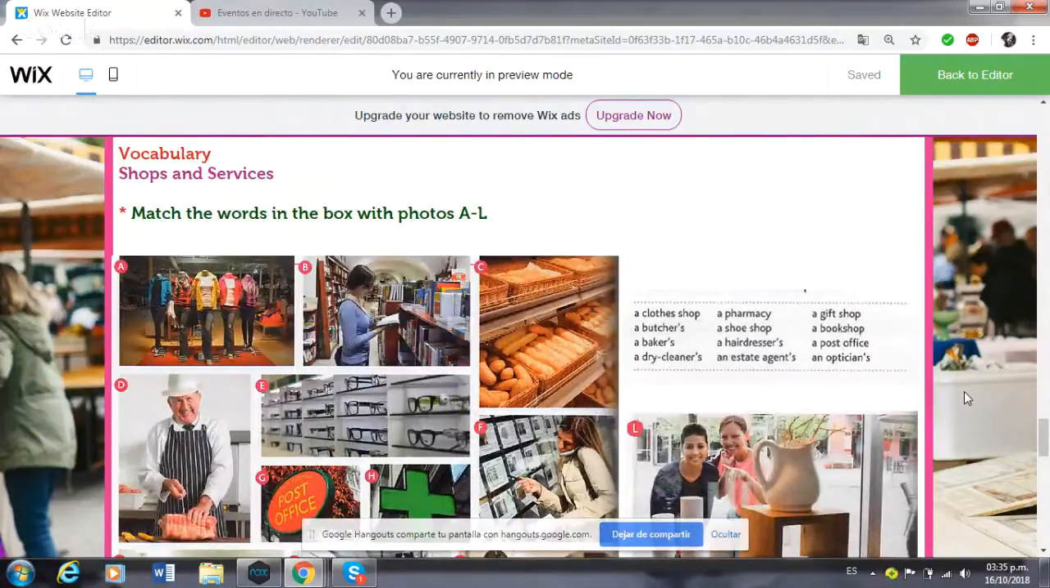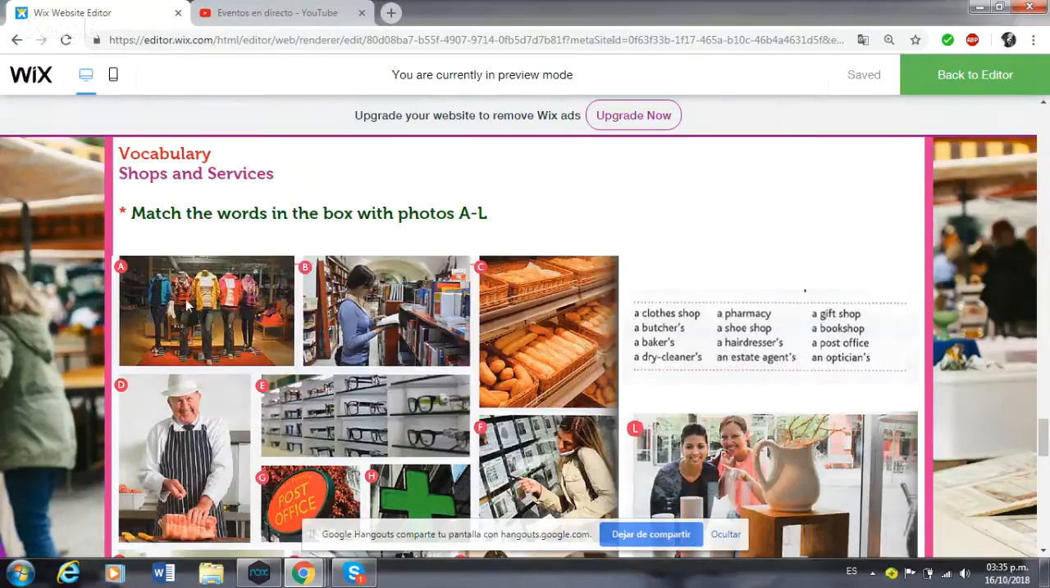This is another activity regarding some vocabulary about shops and services. Yes, you need them. You need to develop the dictionary. Yes, that contains the words in the box here. You need to match these words that are in the box with the correct photo.